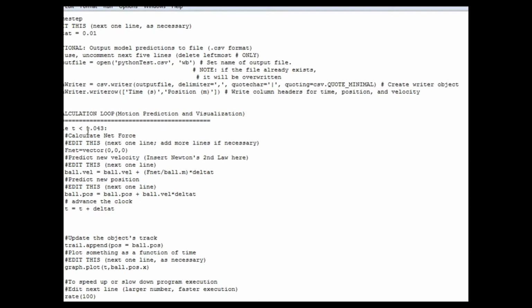While t is less than 1.043 seconds, which is the end time for the experimental data, the net force is going to be a vector of 0, 0, 0, and the velocities and positions are determined by the final velocity and final position formulas, and the final time is equal to the initial time plus delta t.